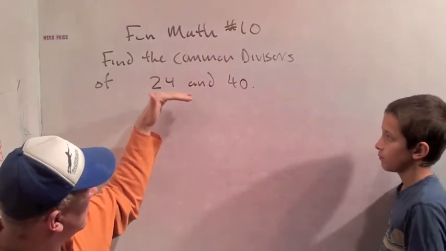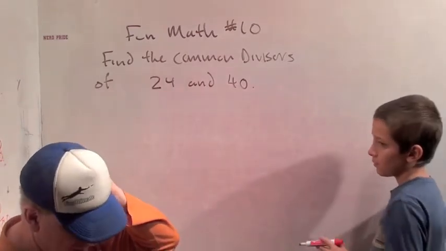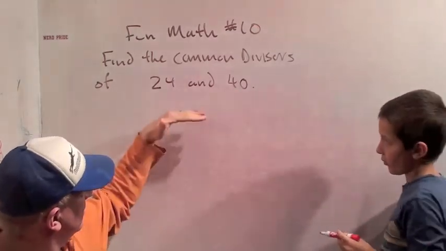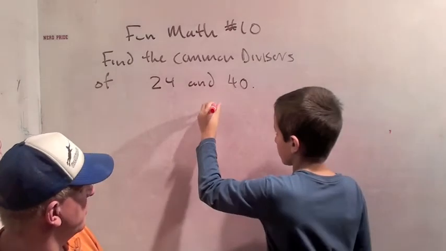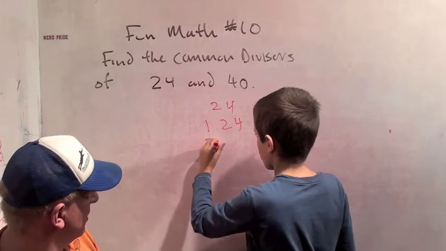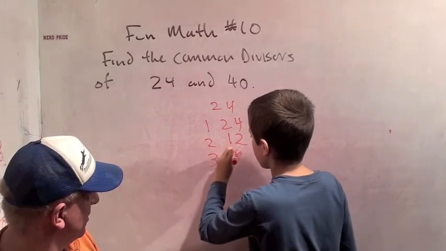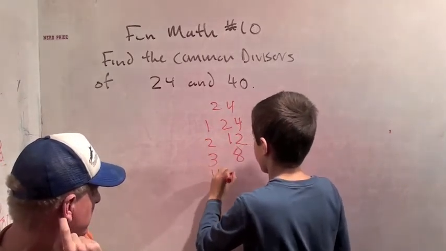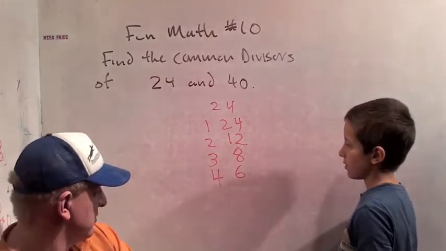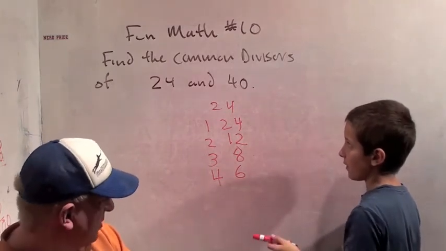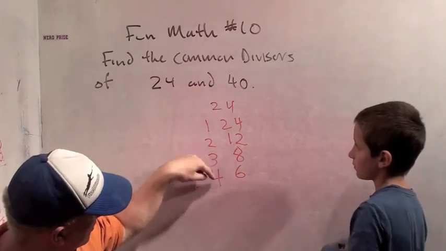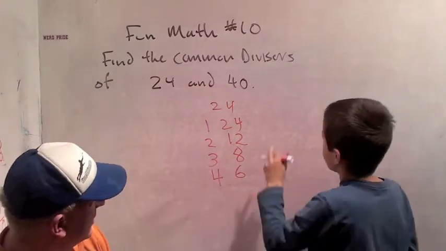So here's the problem. Figure out the common divisors of 24 and 40. How do you solve a problem like this? Well, we need to figure out the divisors of 24 and the divisors of 40. And I'll circle the ones that are the same. So put 24 there. So we've got 1 and 24. 2 and 12. 3 and 8. 4 and 6. What about 5? 5 doesn't go into 24. Then you get 6 and 4, but you already have that, so you've gone around the corner. So now you're done.